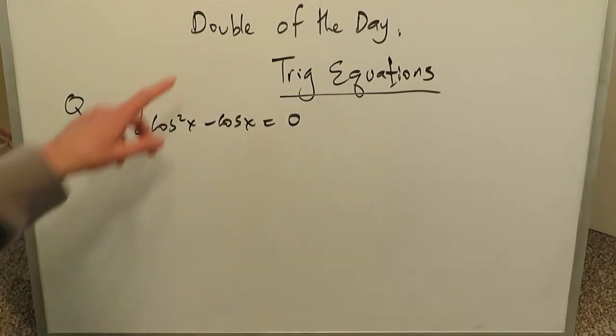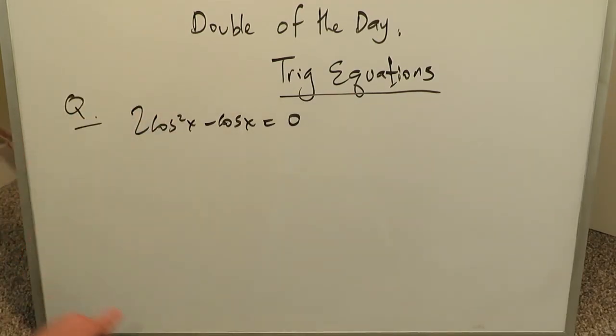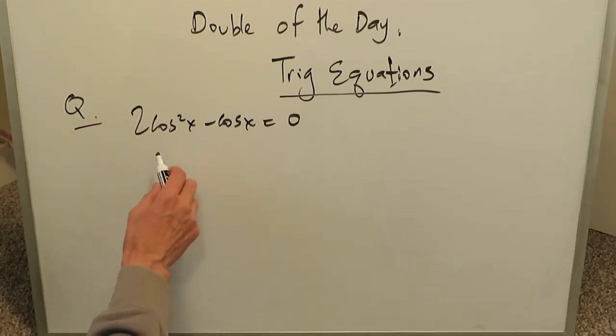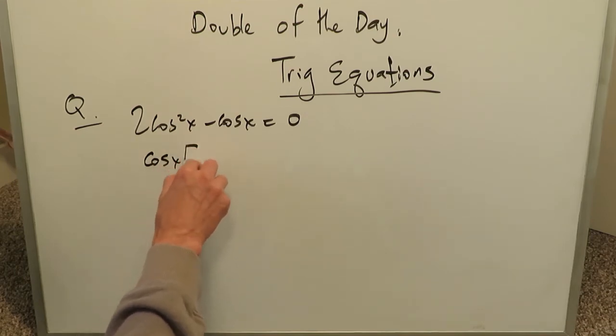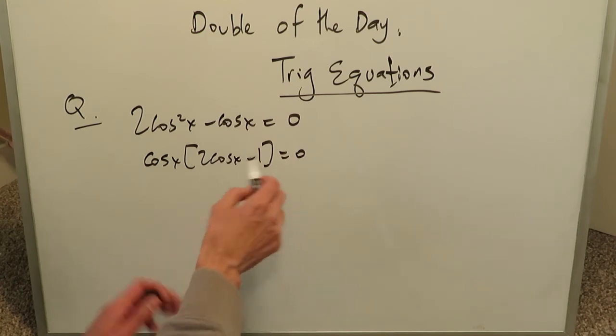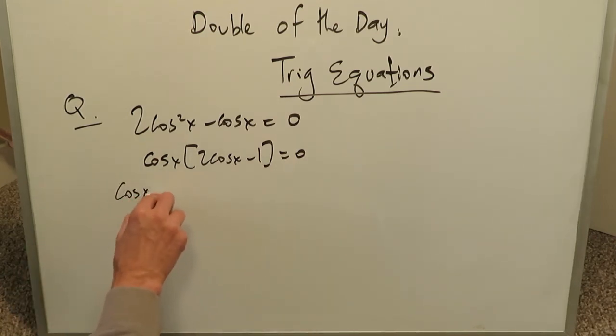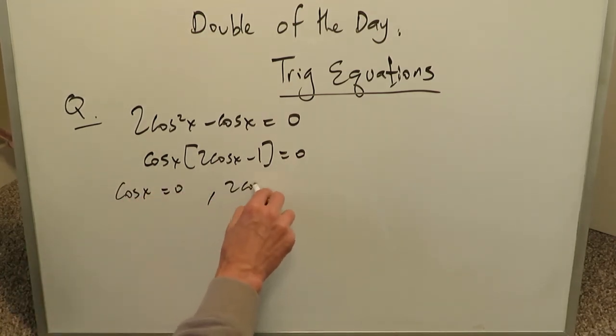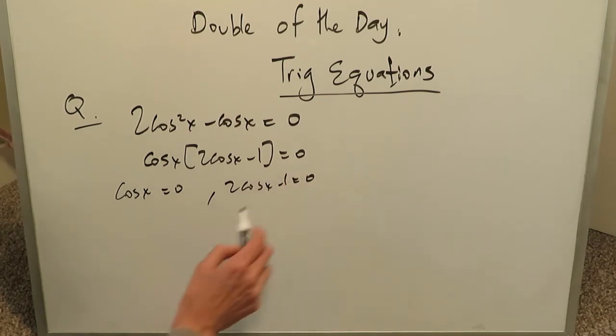Since we're always looking at doubles in each video, 2 questions, let's make this the last one. We can always look at more of these for additional practice in the very near future. Here, the best thing to do is isolate. Isolate a cosine x, and you have cosine x times 2 cosine x minus 1 is equal to 0. Separate this into 2 separate components. Cosine x is equal to 0 and 2 cosine x minus 1 is equal to 0.